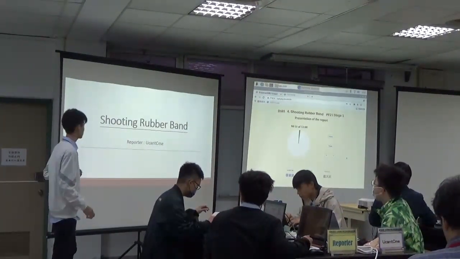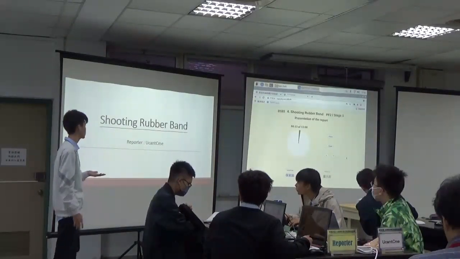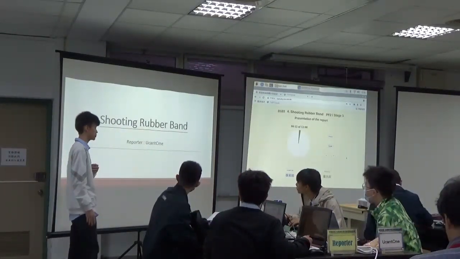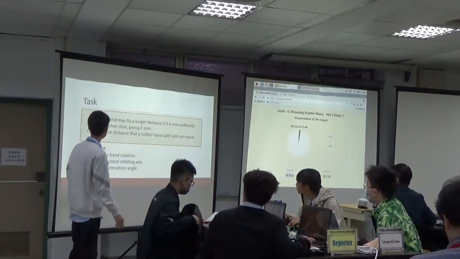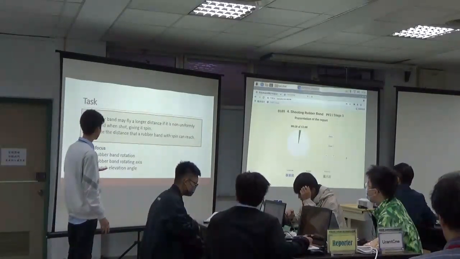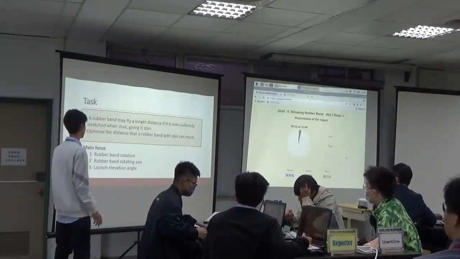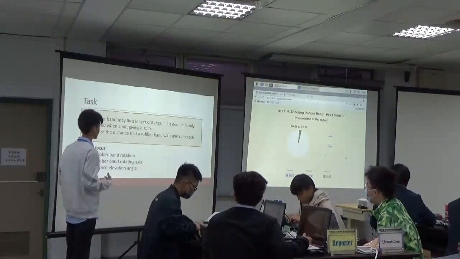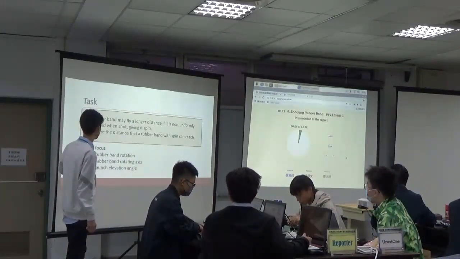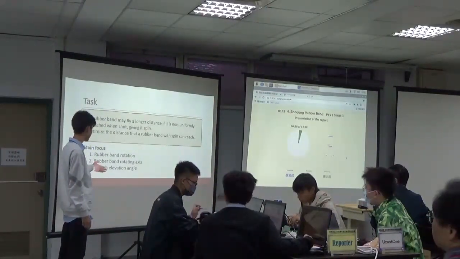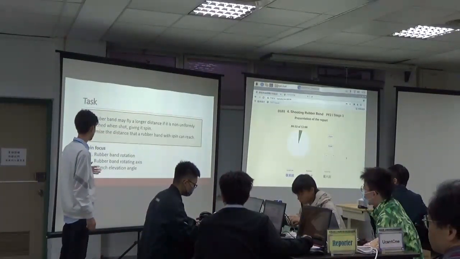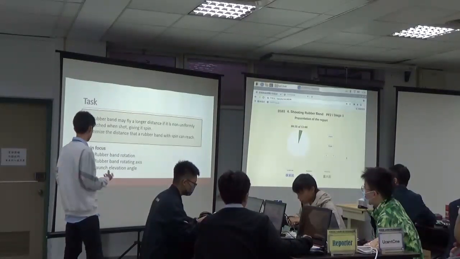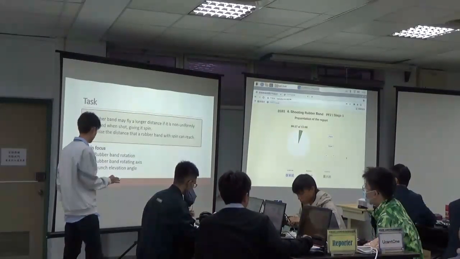Hello everyone. My name is Johnson, and I'm the reporter. There are four questions for the problem. And this is my test. I record the distance with the rubber band's parameters. And below is my main box. The 1 is the rubber band rotation, the 2 is the rubber band stretching axis, and the 3 is the launch elevation angle.